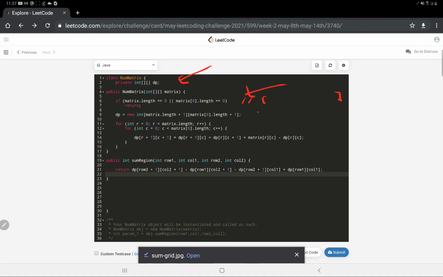All right, now I have taken my dp matrix and I have performed the cumulative sum. It would be the value at this plus the value at this plus the value of the matrix itself minus the value that is counted once again. All right, I hope it's clear how the dp matrix is filled, and now how the sum is calculated.